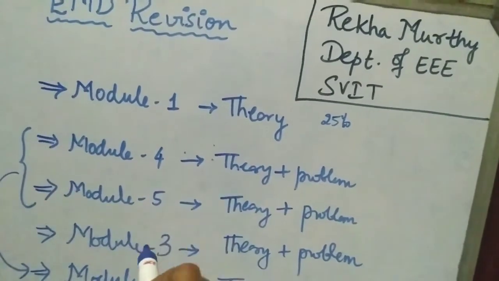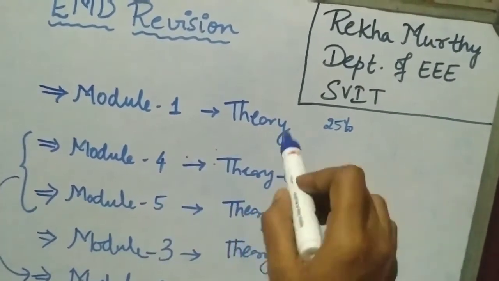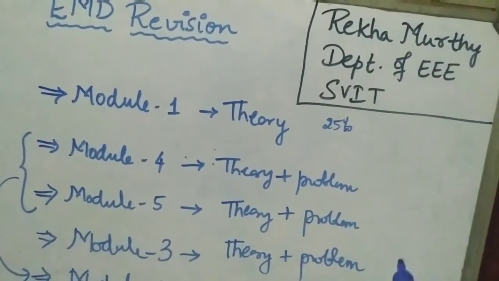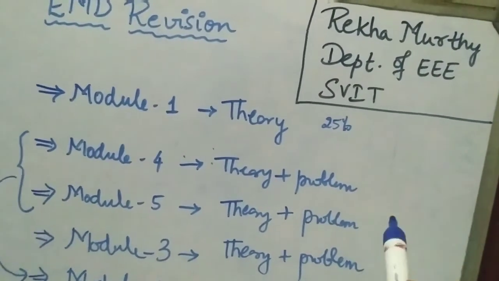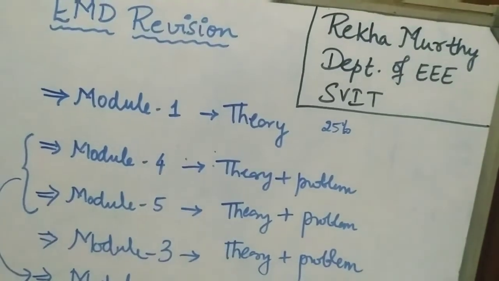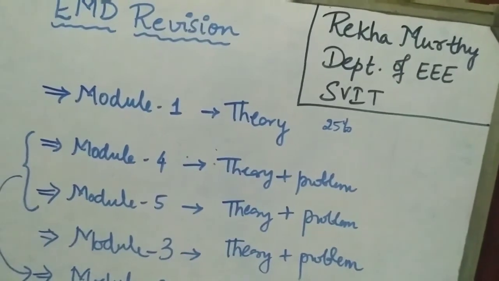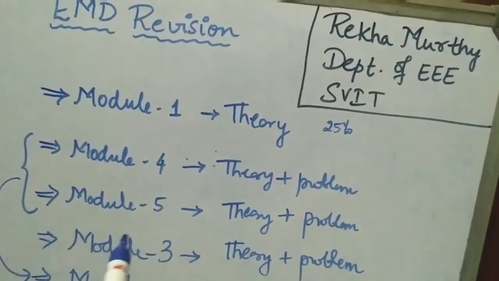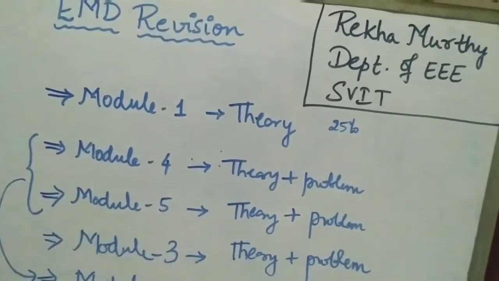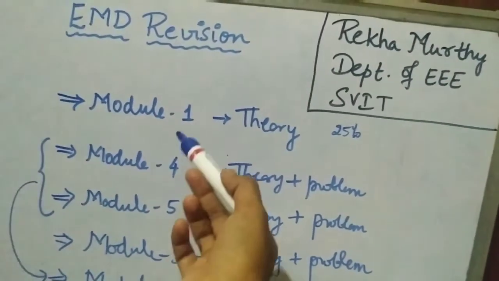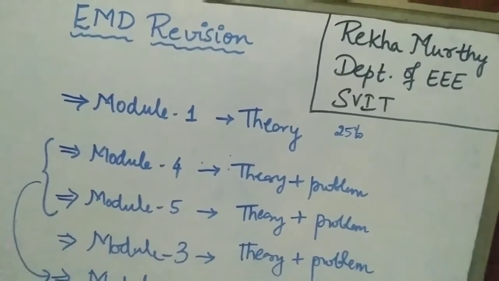And if you win modules 4 and 5, I can tell you, at least 75% of your mind will be relaxed. Fine. But those who are planning to just get through, modules 1, 4 and 5 are sufficient.